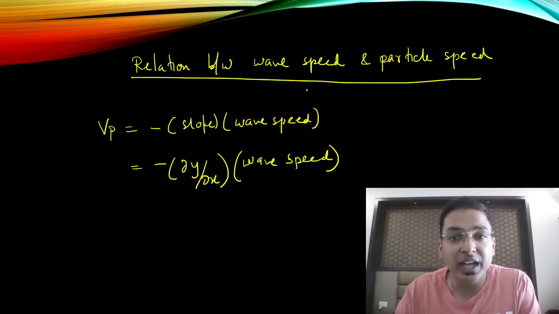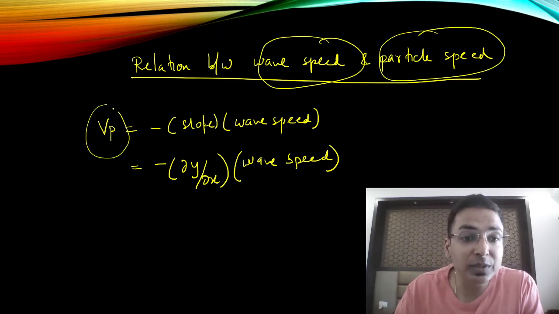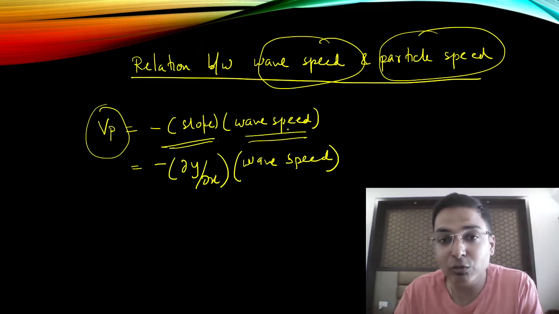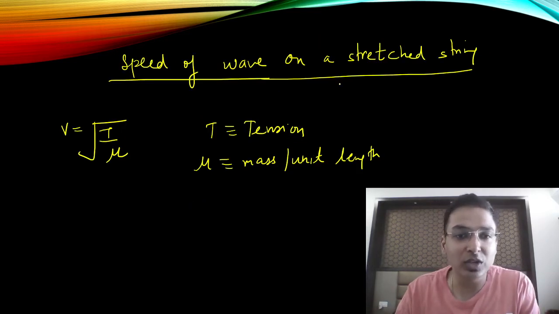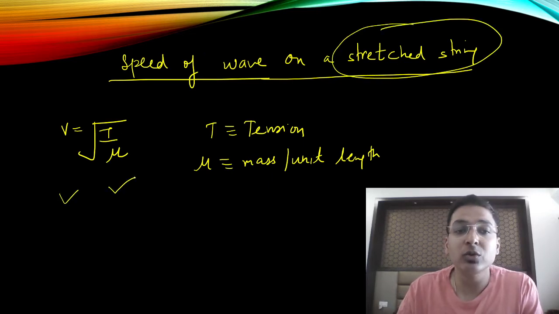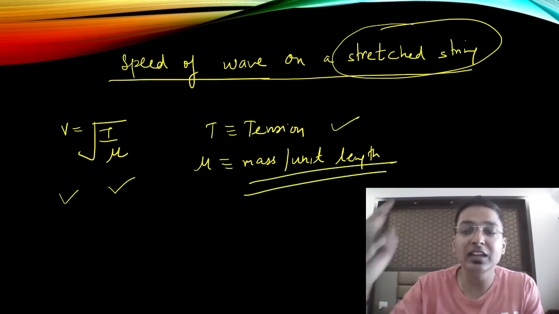Okay, moving ahead, what is the relation between wave speed and the particle speed? Particle speed is equal to minus slope times wave speed. Minus slope times wave speed. And what is slope? Dou y by dou x. Then the speed of a wave on a stretched string, very simple formula: v is equal to under root T by mu. T is tension. What is mu? Mu is mass per unit length, or the linear mass density.